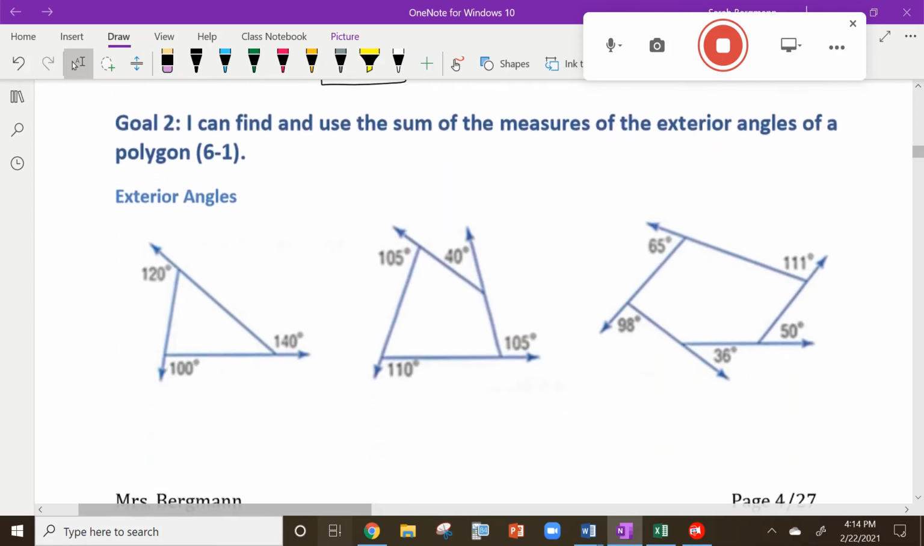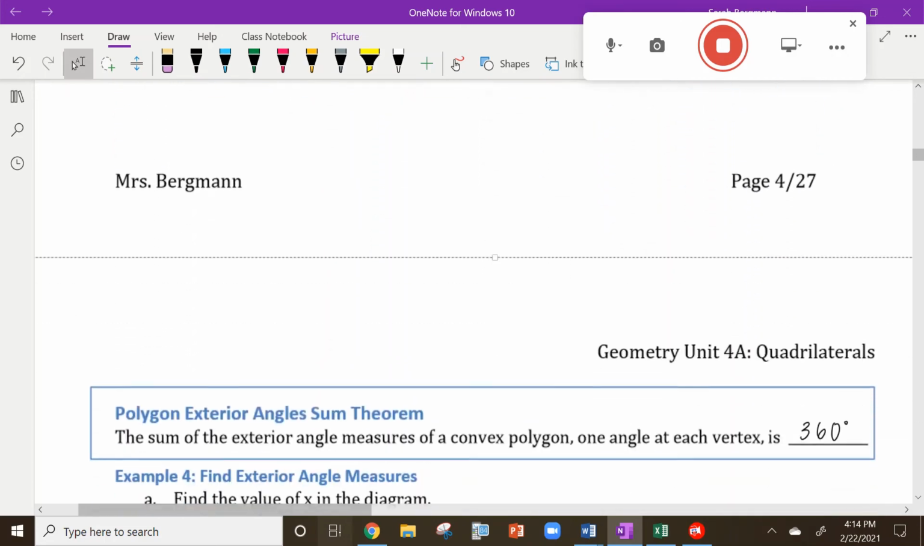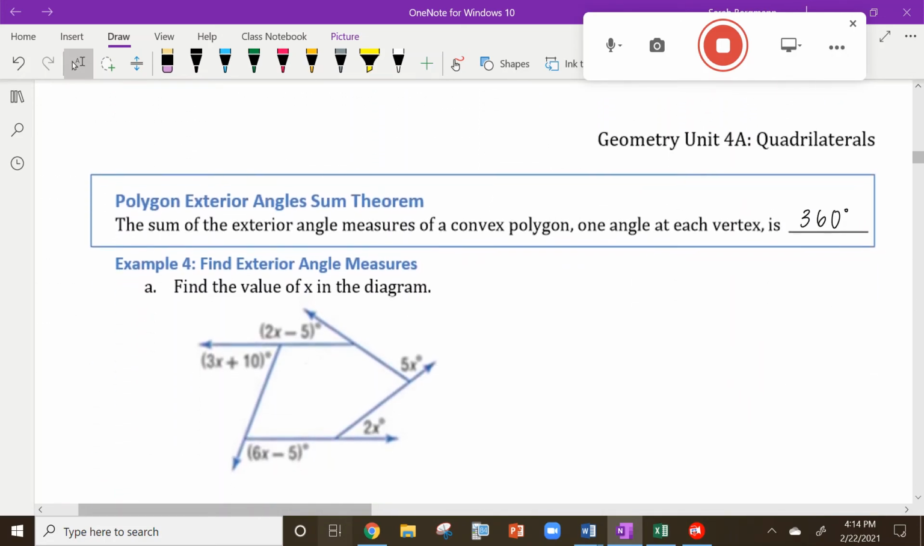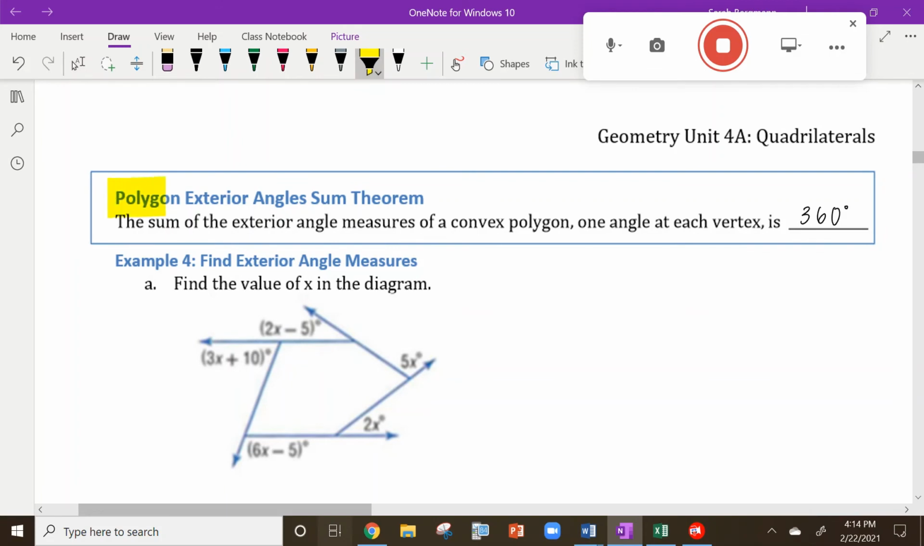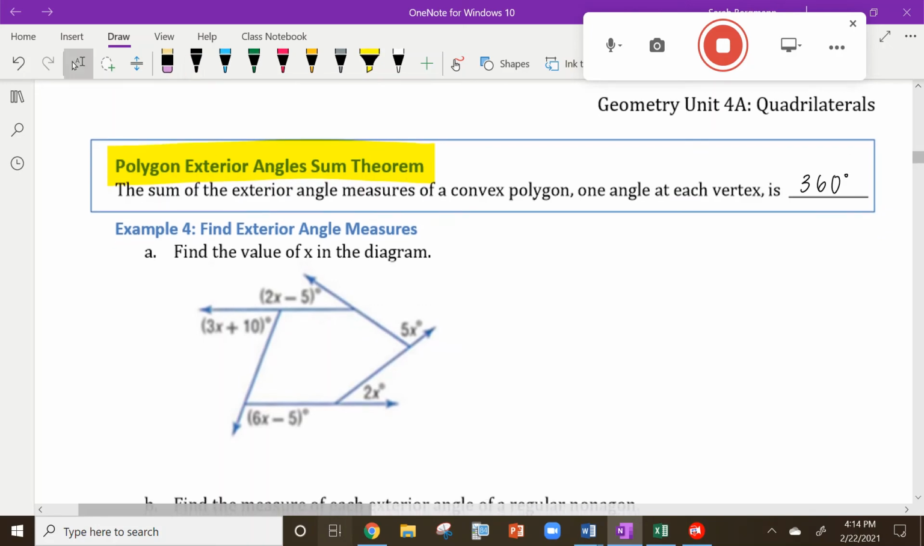Let's talk about the measures of the exterior angles of a polygon. I've shown you the exterior angles for a triangle, a quadrilateral, and a pentagon. Go ahead and see if you can find any pattern for the number of sides and the sum of the exterior angles. So I want you to add up all the exterior angles, see if there's any pattern based on the number of sides. Hopefully you noticed that no matter how many sides there are, the sum of the exterior angles is always 360 degrees. That's really convenient. We don't need any formulas or anything.